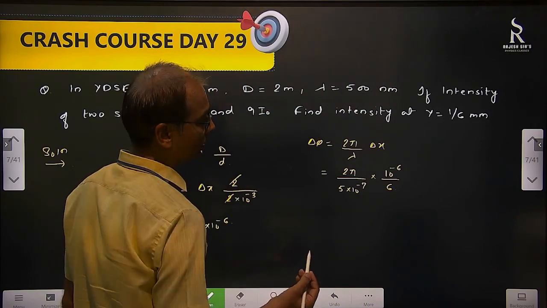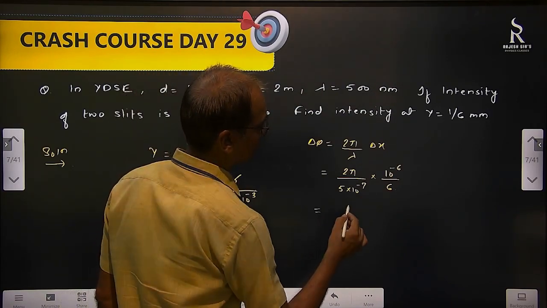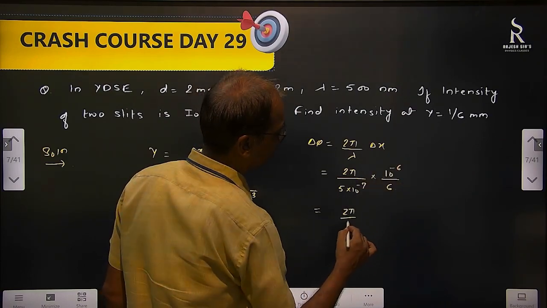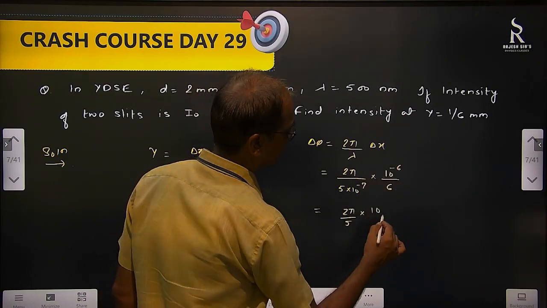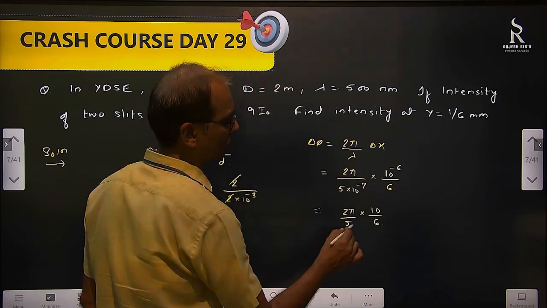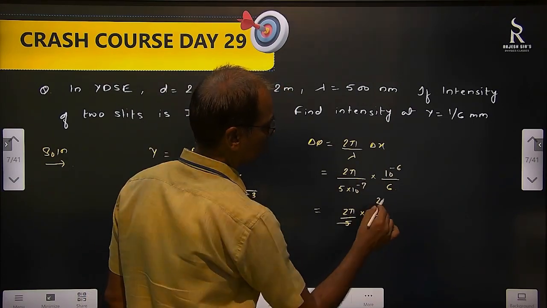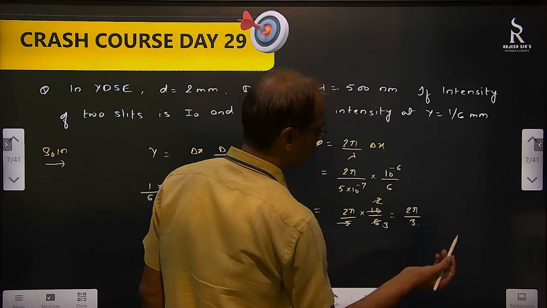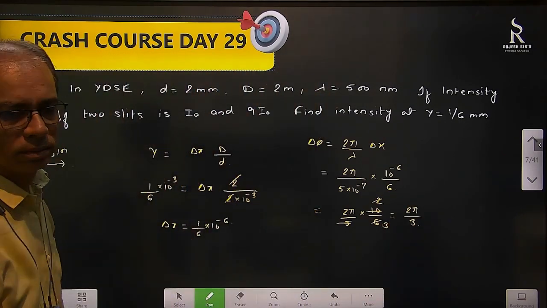So what's coming from here? This is 10^-7, it will go up here. 2π/(5 × 10^-6). So this is 2 and this is 3. So 2π/3 is coming as delta phi. So now no problem.